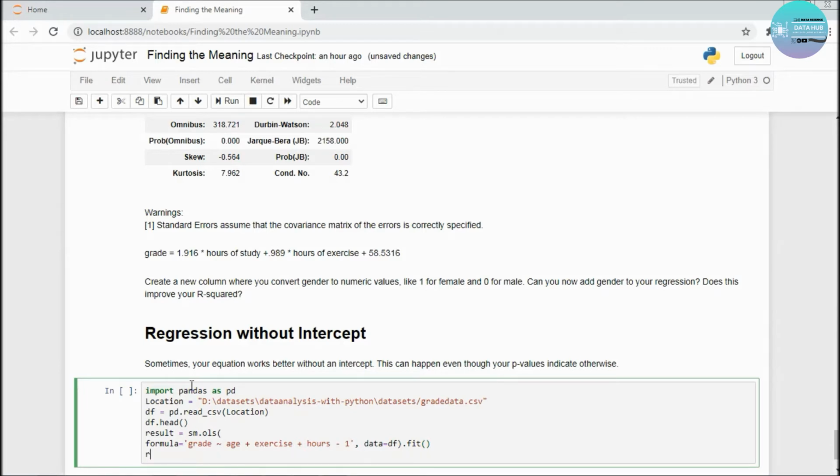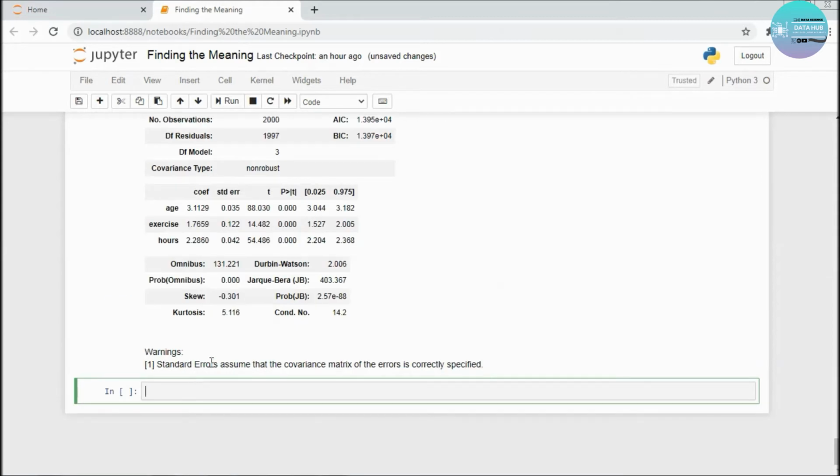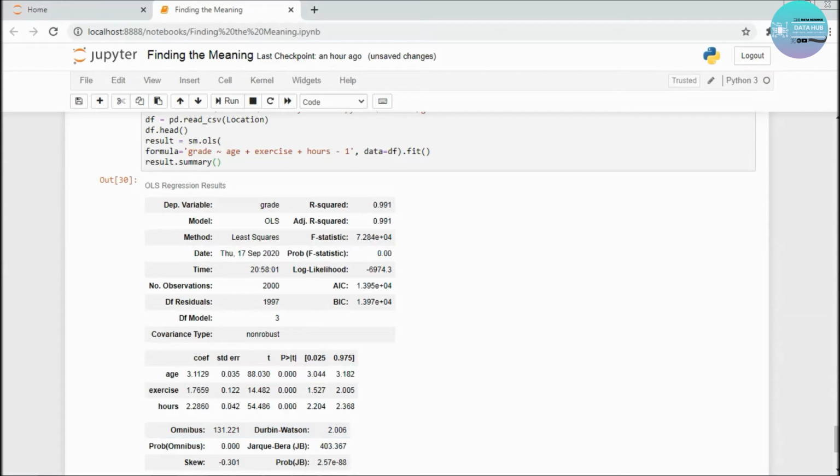Now result.summary. Okay, so we have this. Note that it is the -1 at the end of the formula that tells Python that you wish to eliminate the intercept. If you look at the results, you can see we now have a much higher r squared than we had in the last lecture. And we also have no p-values that cause us concern.